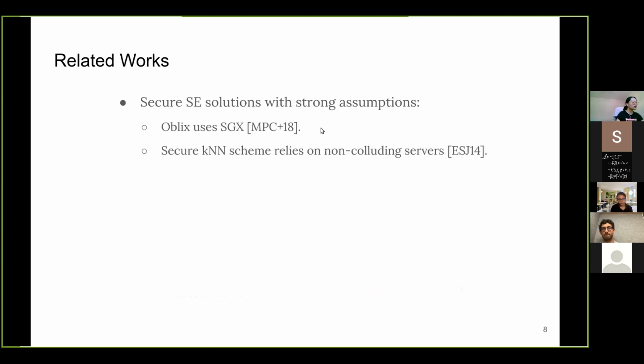So there are other secure SE solutions with strong assumptions. For example, Obelix uses SGX, which has been recently deprecated by Intel on their consumer-grade chips. And also their works on secure KNN schemes rely on non-colluding servers.